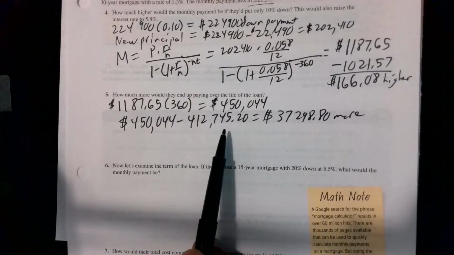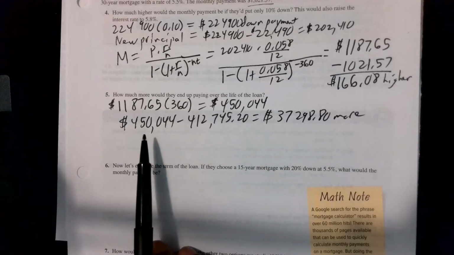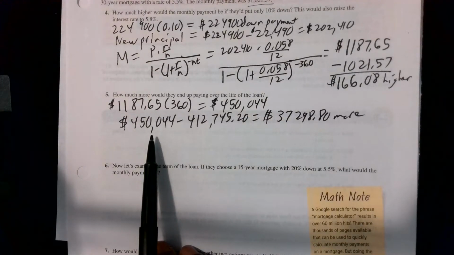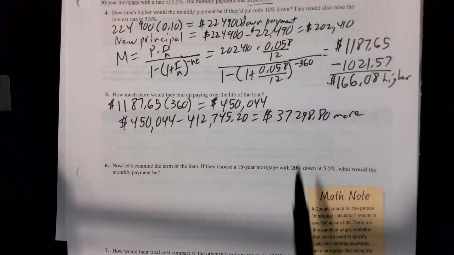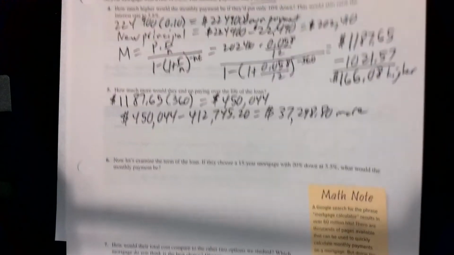So we compared the mortgage where they did a 20% down payment versus the mortgage where they did the 10% down payment and it had a higher interest rate. So this is the difference.